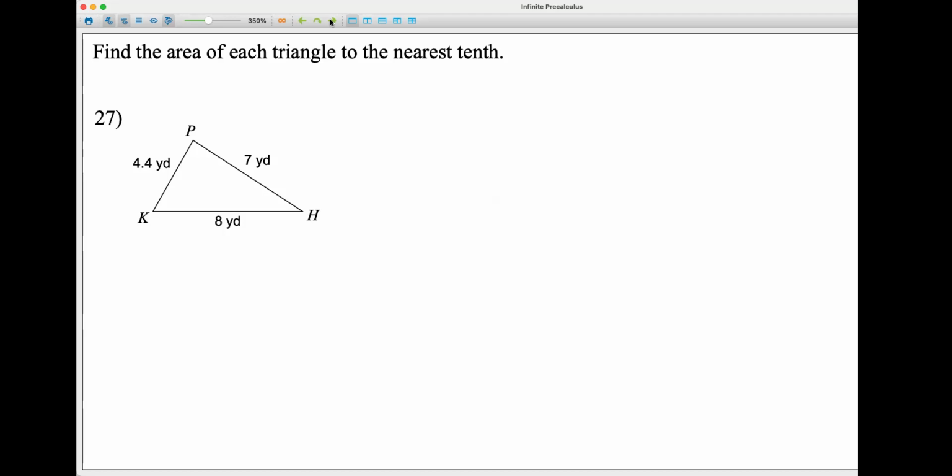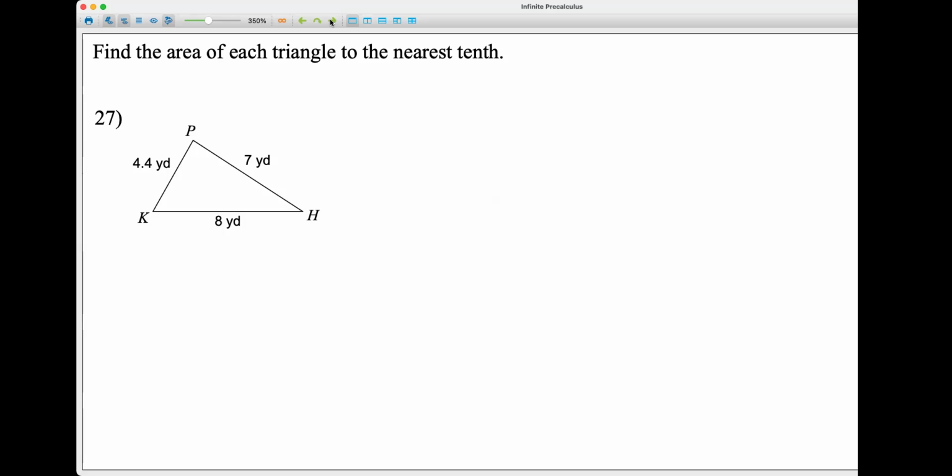All right. Okay, let's see. So we need to calculate S first. Yikes, how come they couldn't give us nice friendly numbers? 8 plus 7 is 15, plus 4.4 is 19.4, and half of 19.4 is what, 9.7? So that's what S is. S is 9.7. So I need to do the square root of 9.7 times 9.7 minus, it doesn't matter which one's A, B, or C, just pick one, minus 8 times 9.7 minus 4.4 times 9.7 minus 7.